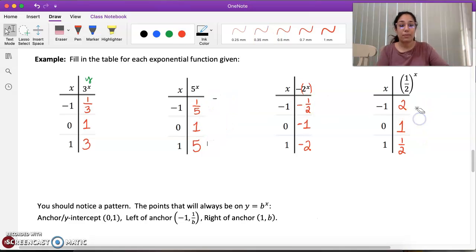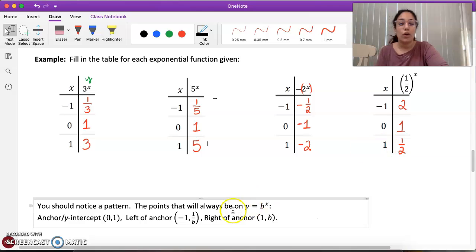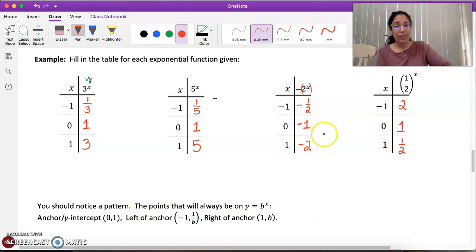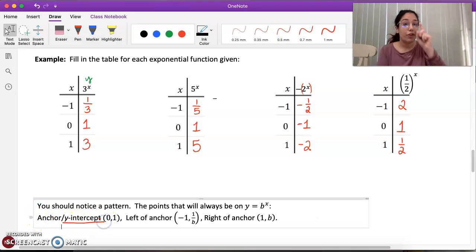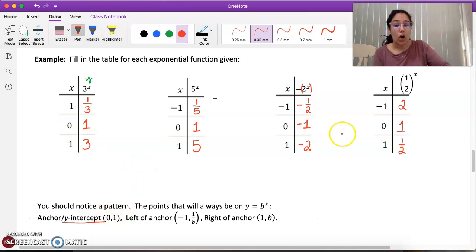This is going to be exponential growth, and this is going to be exponential decay. So notice the pattern here: whenever you have y equals b to the x, you have your anchor point, which is, again, the y-intercept of your basic exponential function, b to the x, which is (0, 1). All of them have (0, 1), unless it was the negative, right?